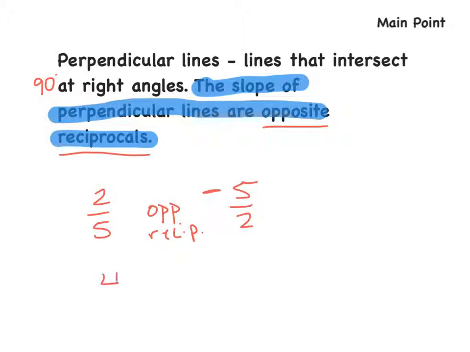If I say the number 4, the reciprocal of this is 1/4. The opposite of it makes it a negative. If we have another one just real quick, if we do negative 5/7, the opposite of that is positive, and the reciprocal of that is 7/5. So, opposite reciprocal for perpendicular lines is extremely important. Thus, it is another main point.